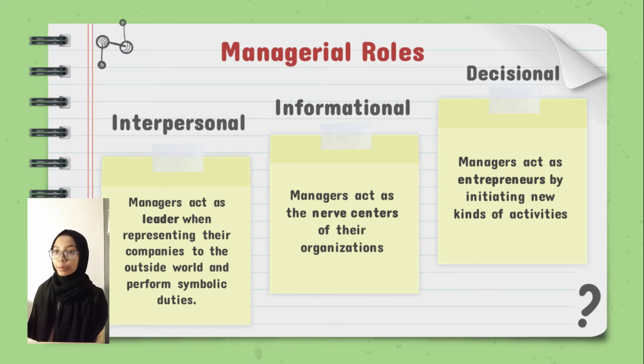The next one is informational role. Managers act as the nerve centers of their organizations, such as receiving the most concrete and up-to-date information and redistributing it to those who need to be aware of it. And the last one is decisional role. Managers act as entrepreneurs by initiating new kinds of activities, such as handling disturbances arising in the organization, allocate resources to staff members who need them, and negotiate conflicts and mediate between conflicting groups.